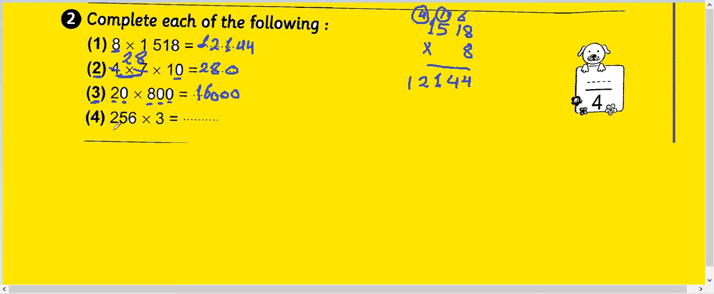Question number 4, he said 256 times 3. We can write it under each other. We can say 256 times 3. Here we start from the right side. We can say 3 times 6. 3 times 6 equals 18. We write 8 and carry up 1. 3 times 5 equals 15. 15 plus 1 equals 16. Here we write 6 and also carry up 1. 3 times 2 equals 6. 6 plus 1 equals 7. So here 256 times 3 equals 768.